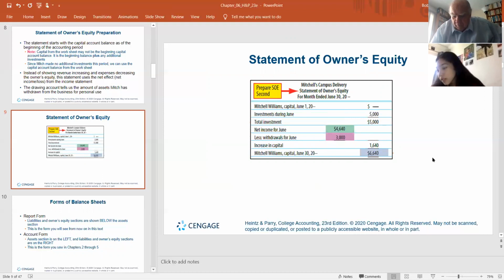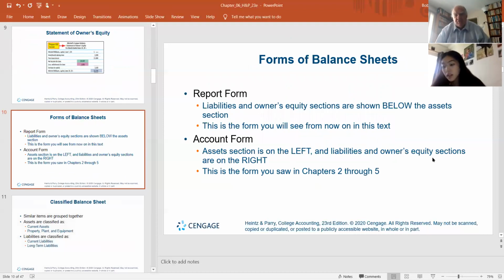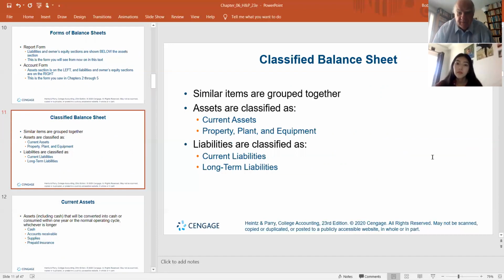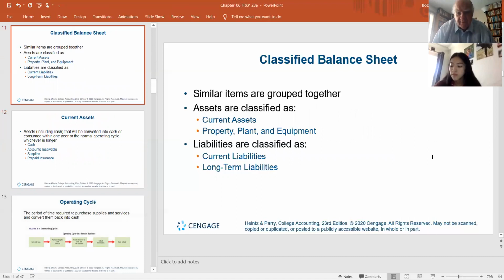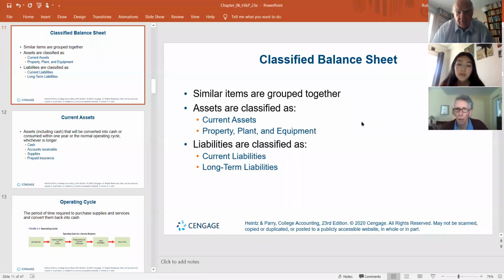We've just done this on paper. We have not yet moved it into the general ledger. And now they're showing you different forms of balance sheets. And this here is classified. They might have a true or false question. Classified balance sheet simply means we're going to classify the assets and liabilities into current assets and current liabilities. A current asset is an asset we expect to use in the next year. A current liability is a debt we expect to pay in the next year. Okay? Current assets.